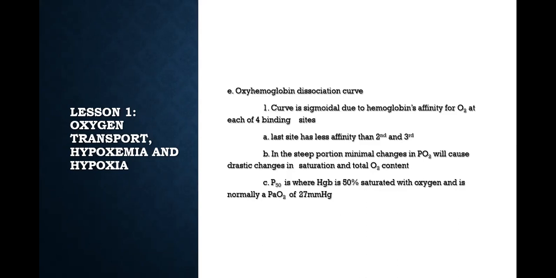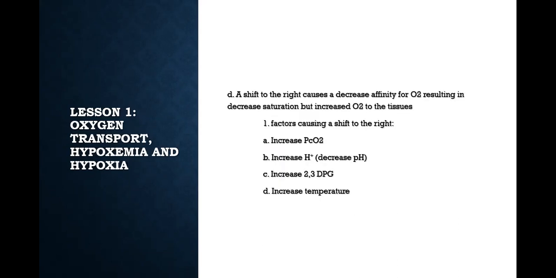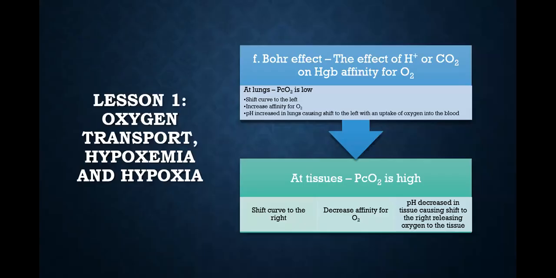Those things. And then right down the middle is considered the P50. That is where hemoglobin is 50% saturated with oxygen. And that correlates to a PaO2 of about 27 millimeters of mercury. Okay? The Bohr effect. We talked about the Bohr effect is the effect of hydrogen ions or the CO2 on hemoglobin's love for oxygen. So when CO2 comes around, it drops oxygen. That's the Bohr effect. When CO2 comes around, it tends to release the oxygen because it likes CO2 more, right? That's considered the Bohr effect, right? That's a shift to the left.